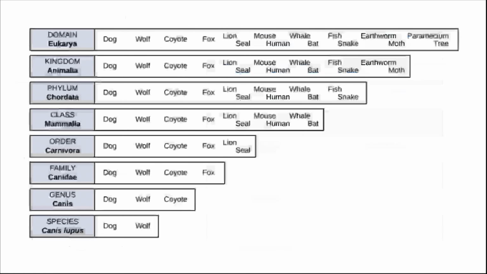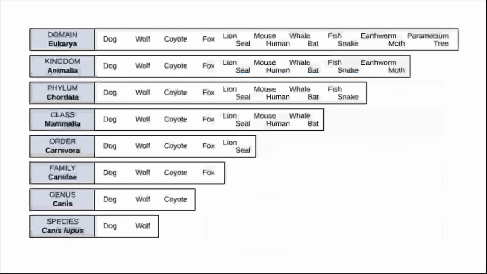All of those are eukaryotes. But if you talk about Animalia, which is one level down, you're cutting out the trees, which are Plantae, and the paramecium, which are protists. So you're getting more specific as you look at the kingdom. Well, if you look at the phylum Chordata, you're then cutting the group down even more. You're getting rid of the earthworms, the annelid worms, and the moths, which are arthropods. So you're getting more and more specific.